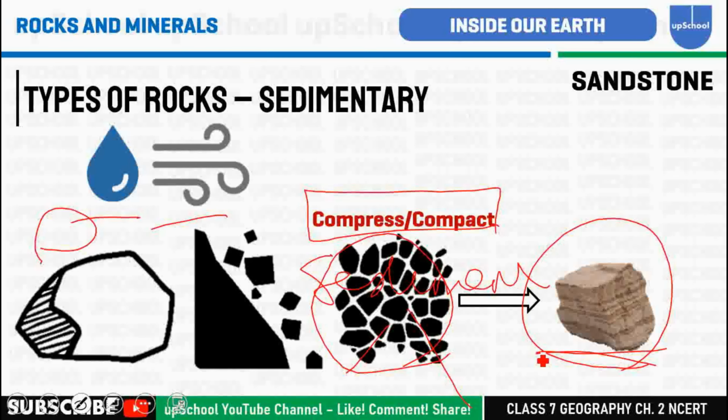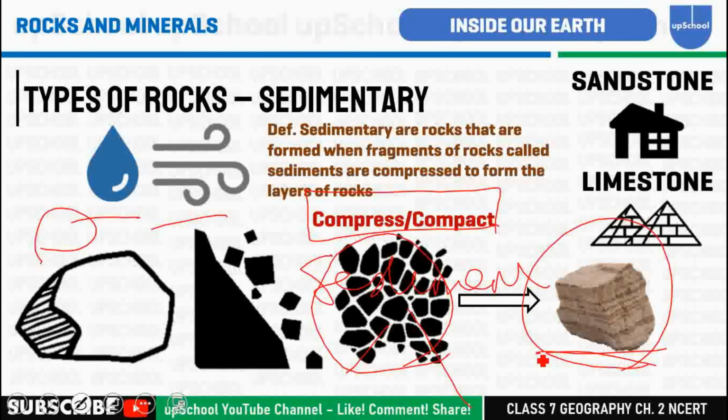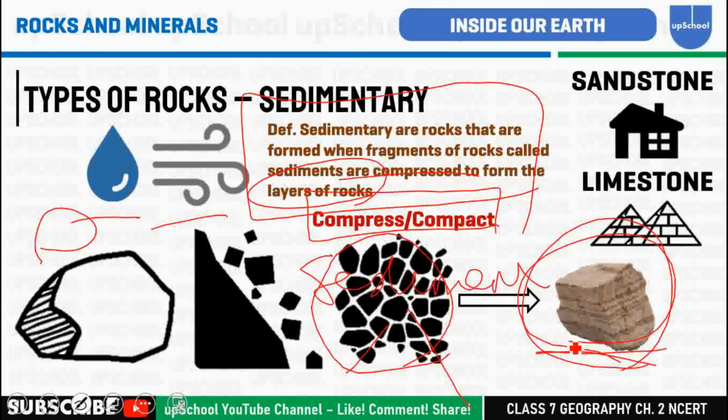Examples are sandstone, a sedimentary rock used to build houses, and limestone, a sedimentary rock used to build the pyramids. The definition of sedimentary rock is very important. Just try to learn it. Sedimentary rocks are rocks that are formed when fragments of rocks called sediments are compressed to form layers of rock, or a new rock known as sedimentary rock.